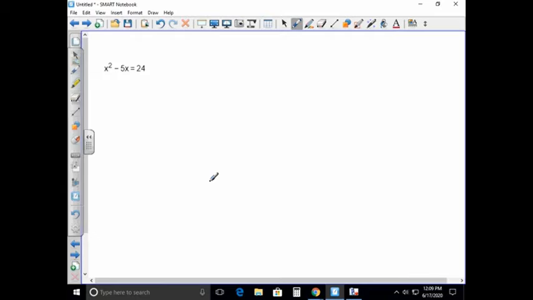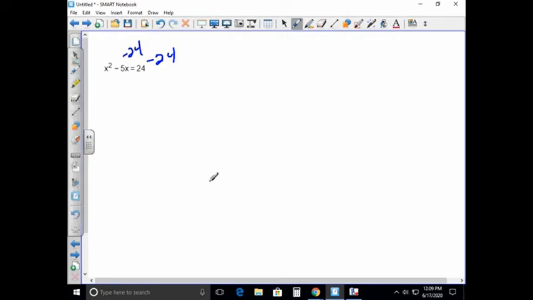Okay, this one is neither factored nor has 0 on one side. So we want one side to have 0. It really doesn't matter which side. The left or the right side only has one term, so let's get rid of it on the right side. So to get rid of a 24, we take 24 away, and we have to keep it balanced, so do the same thing on both sides.